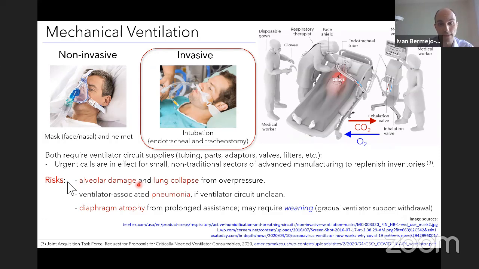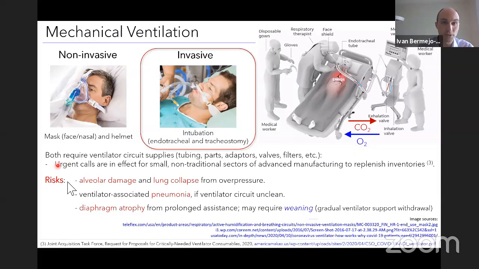Damage to the lungs, lung collapse, pneumonia that is associated with the ventilator if the circuits are not clean, and the atrophy of the diaphragm. So this requires typically a process of weaning, which is the gradual withdrawal of the ventilation support. With this in mind, it's important to notice that many of the emergency ventilators that are designed, particularly open source, some of them lack this approach to withdraw the patient from ventilation, which is important in the medical setting.